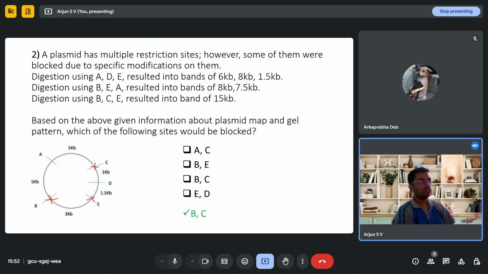I think the question should have been 15.5 kb. It would have been less confusing, but I don't know why they gave 15 kb. But that's okay. In general, that's how you go around solving this kind of problem.